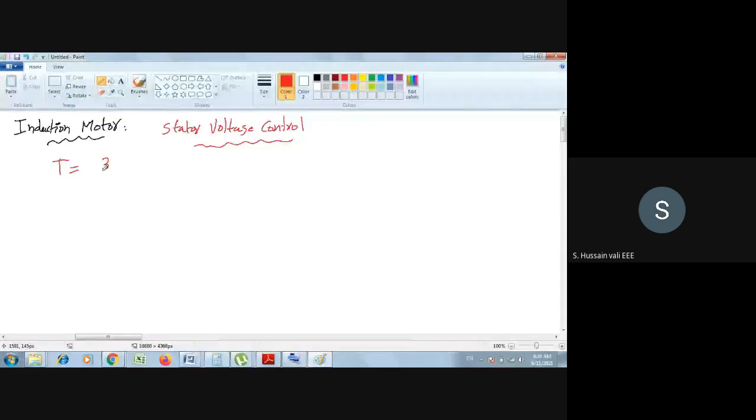So stator voltage control is the first method to control the induction motor. It means there is a relationship between stator voltage and the torque. So that equation we'll just bring here, and we'll see what that equation is.